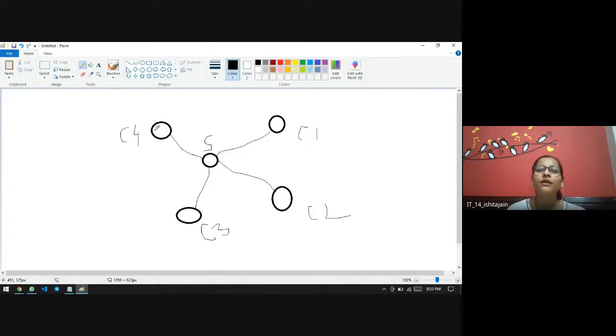But when we have communication between one or more buildings, like all the hospitals in a city, then it will be considered as MAN, that is metropolitan area network. But when we want to connect two cities together, or all the states of the country, then we have to use wide area network, that is WAN. Okay.